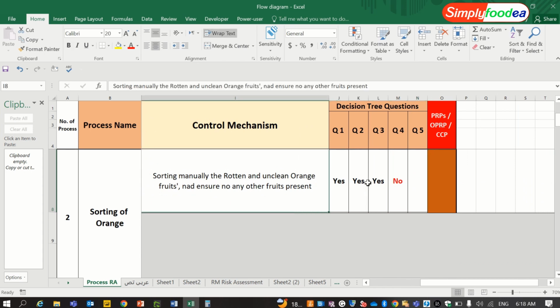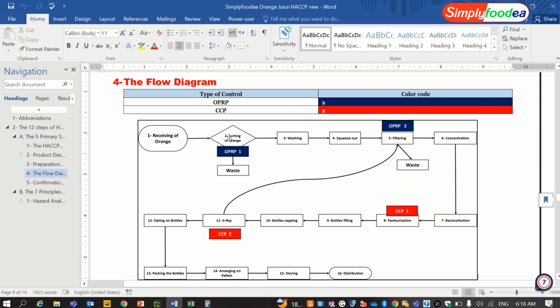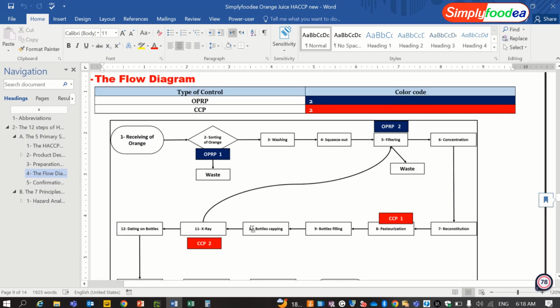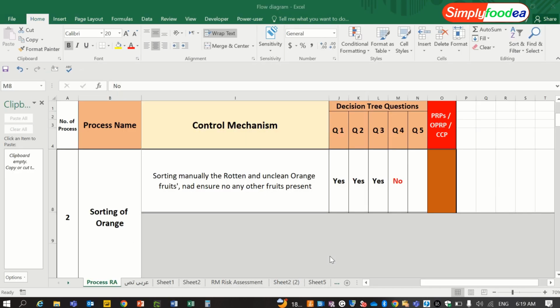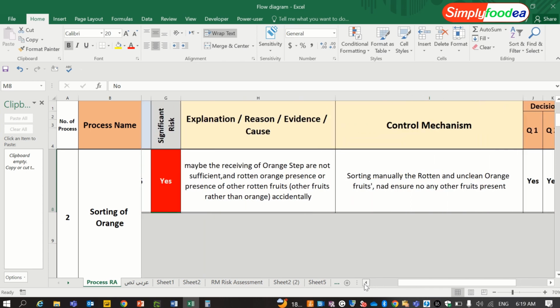So the questions: question number 1, 2, and 3 will be yes, and the fourth will be no. Why no? Because there is another step which will detect the foreign physical material from the sorting of the orange, which will be the x-ray, step number 11. So we are saying that the physical hazard, when it passes from sorting of orange, can be detected later on by the x-ray. But this step is also very important, because some things can't be detected by the x-ray. For example, if any other fruit which is not orange passes from the sorting of orange step, it will not be detected by any of the steps later on. So it is a mind mapping or brainstorming for all the physical hazards which will be present in the orange juice.